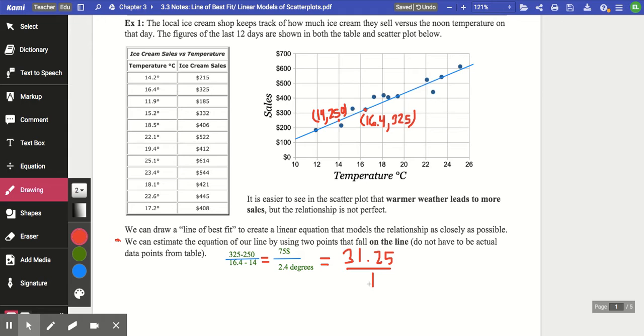And remember, this just means that for every degree the temperature rises, the ice cream sales will increase by about $31.25. Now, if this is our rate of change, we also have to calculate a starting amount that will produce this line. So our starting amount will always occur when x equals 0. And that produces our b value. So in this case, I can use x, y, and m to help figure out the value of b.